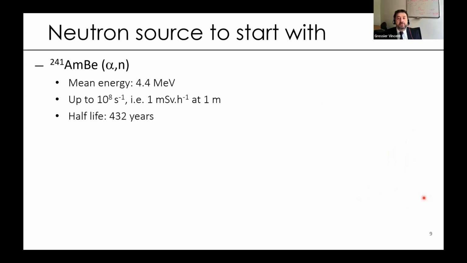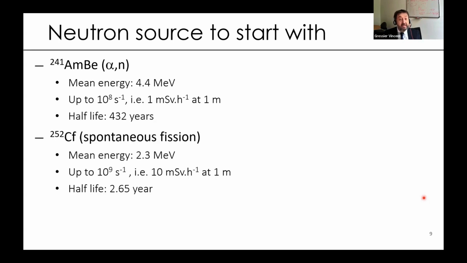So for the neutron sources to start with, you have first the americium-beryllium 241. It's an alpha emitter, the americium, which will generate neutrons in the beryllium. The mean energy is about 4.4 MeV. You can have on the market up to 10 to the 8 per second emission rate, which means about 1 millisievert per hour at 1 meter from the source. The half-life is 32 years.